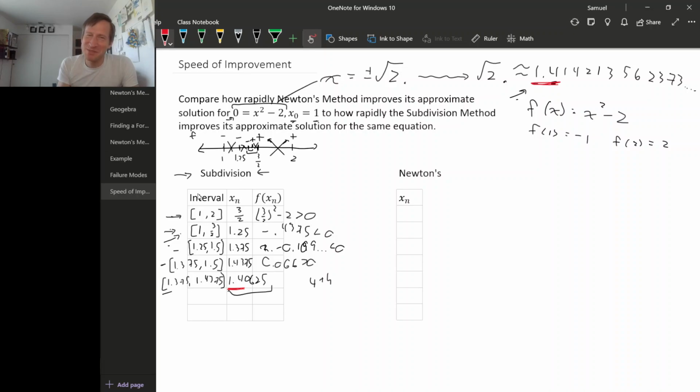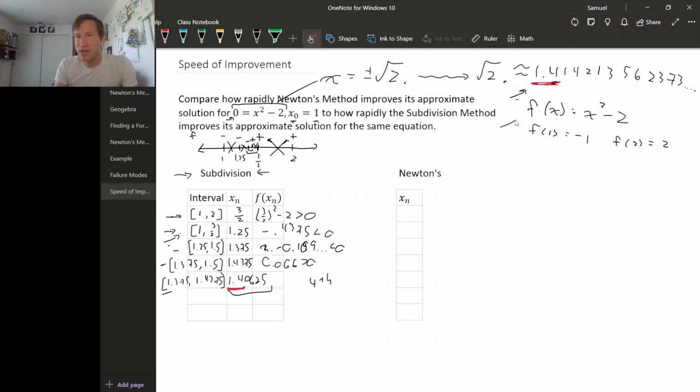So, you know, this subdivision method, on the one hand, it's sort of conceptually very simple, right? All you're looking for is you're subdividing an interval and then looking for the subinterval where the sign of the function changes. But it appears to be kind of slow. It's only very slowly inching towards the exact value of the square root of 2. So now let's try this with Newton's method.